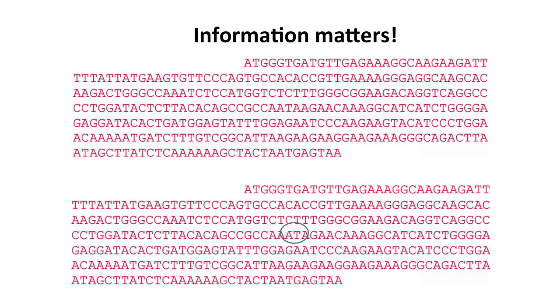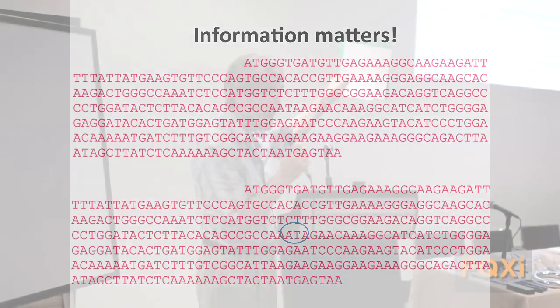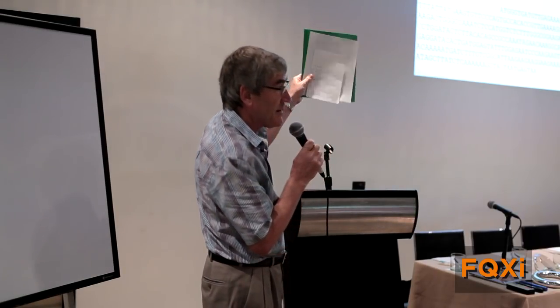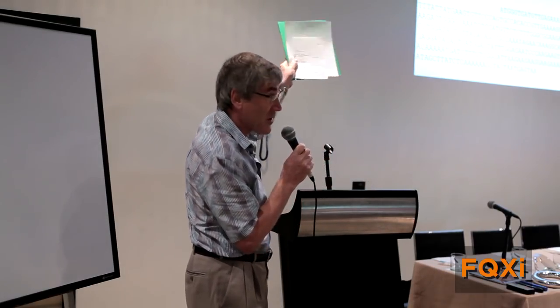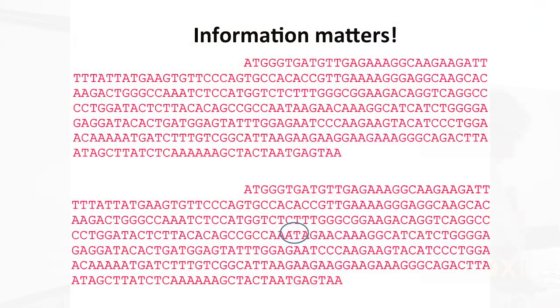We're here because we think information does matter, and I wanted to just start the ball rolling by showing this slide. The top, in case you don't recognize it, is a nucleotide sequence from a portion of DNA that codes for the protein cytochrome C. So the top one is human cytochrome C, and the bottom one, which looks identical, is not identical, because I deliberately on the PowerPoint slide transposed the two letters A and T there.